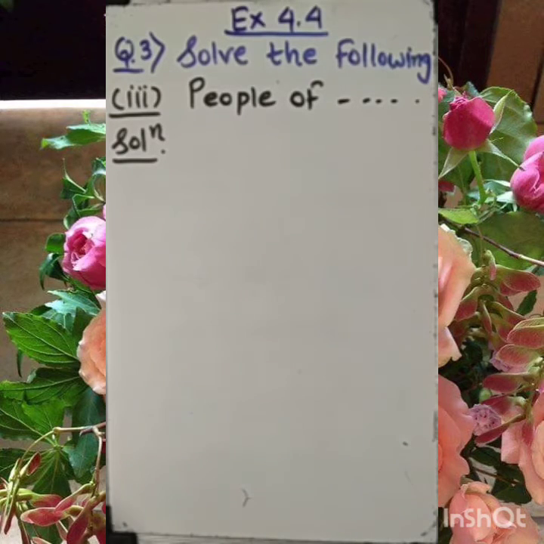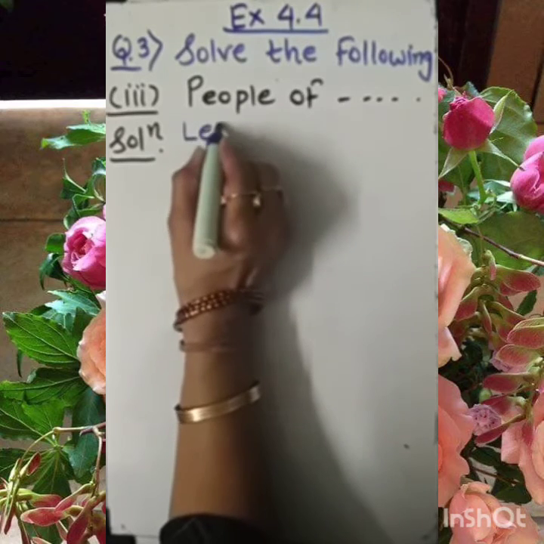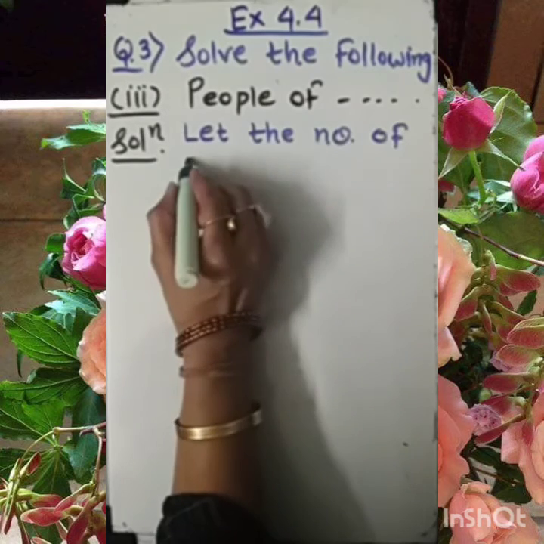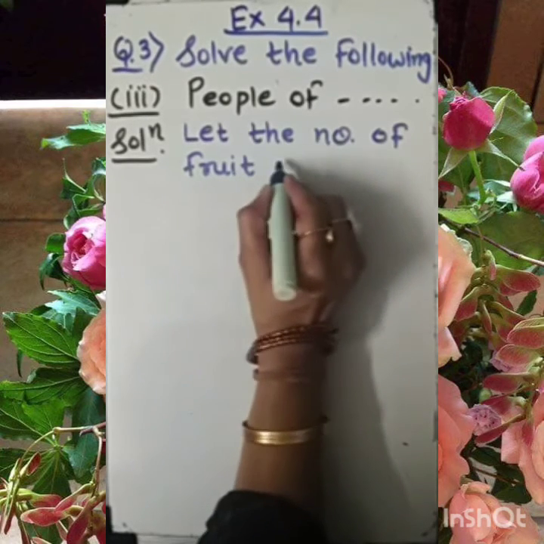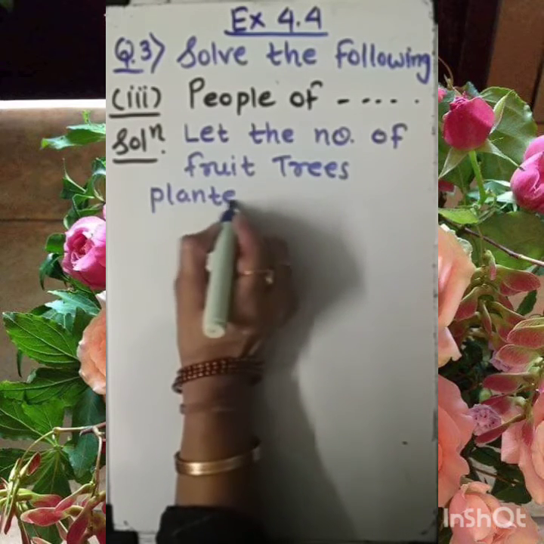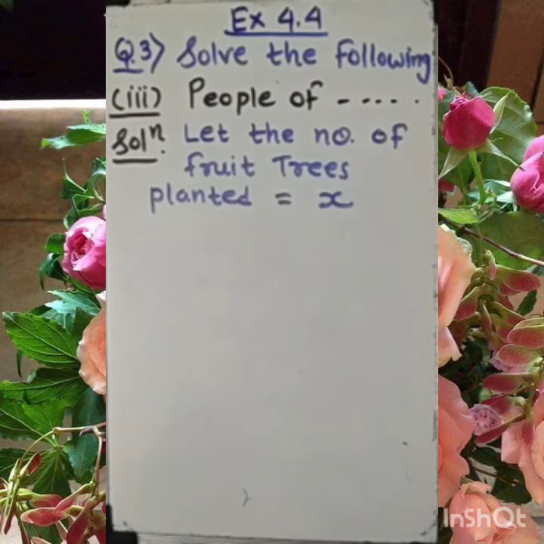Now, dear student, let's focus on what we have to find. According to the question, we need to find the number of fruit trees planted. We do not know it, so we are starting our solution. Let the number of fruit trees planted be equal to x. Clear to you?